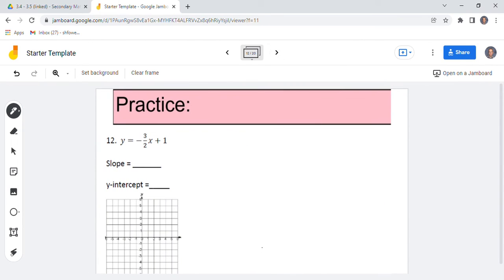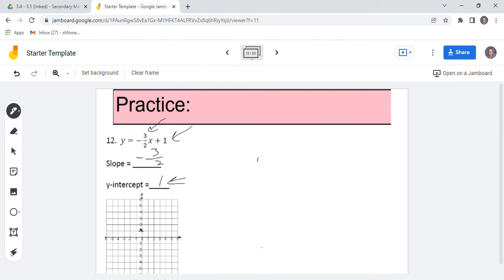All right, next we can see our slope right here. Slope is -3/2. Write that right there. Our y-intercept right there is 1, and it is positive this time. So +1 on our y-axis is where we're going to start with our y-intercept.